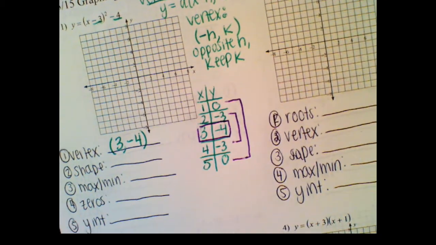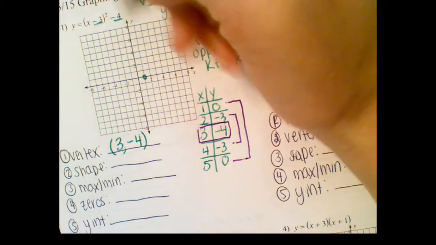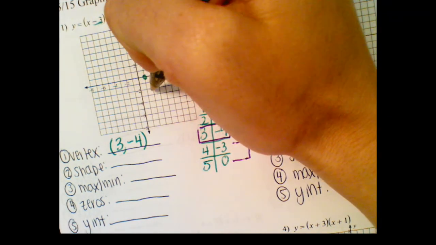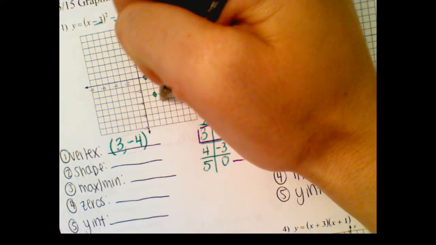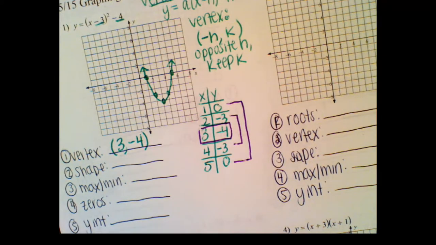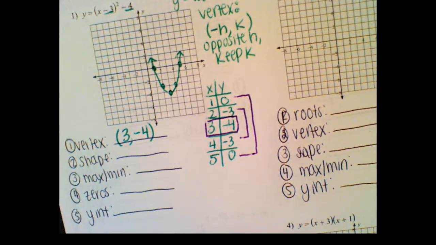So now I'll plot all these points. So 1, 0 is here, right? Here's 0, 0, 1, and then I don't go up or down. 2 to the right, and I go down 3. 3 to the right, and I go down 4. 4 to the right, down 3. 5 to the right, down 0. Now there's definitely more points up here, but I can just make a little loop, my little parabola right here, and signify with arrows that it goes on.